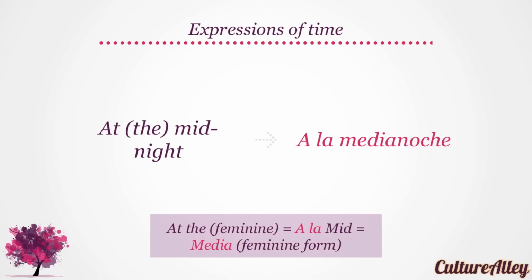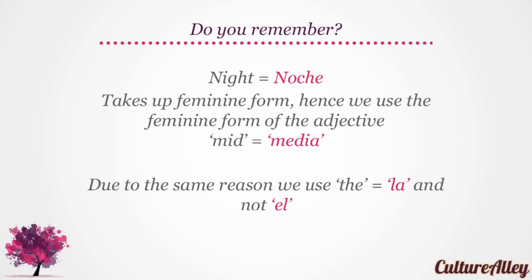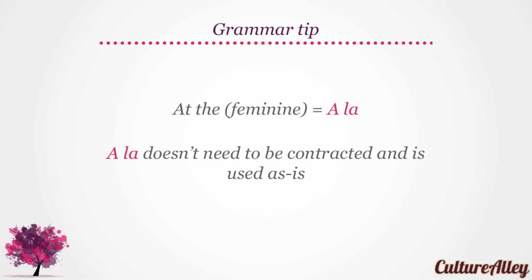Now let's try translating at the midnight. At the midnight translates to a la medianoche. Now note here that at the, when the is in feminine form, becomes a la, and mid becomes media in feminine form. Do you remember that night or noche takes up feminine form? Hence, we use the feminine form of the adjective mid or media. Due to the same reason, we use the as la and not el. At the, where the is in feminine form, becomes a la. A la doesn't need to be contracted and is used as is.